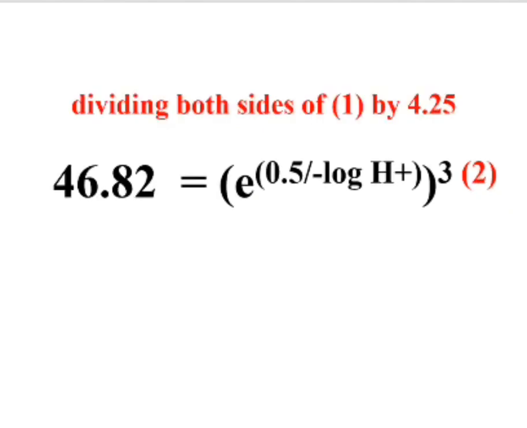On dividing both sides by 4.25 in order to help open the bracket, we have 46.82 to be equal to exponential of 0.5 divided by minus log of hydrogen ion concentration, all cubed.